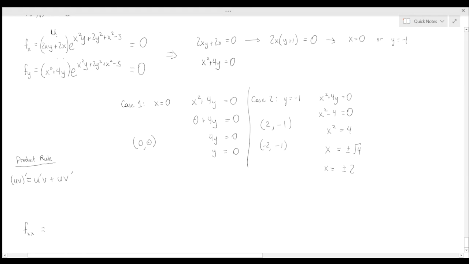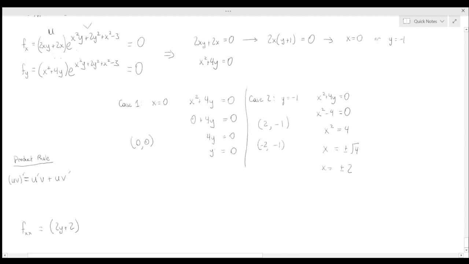So for fxx, that will be our u. The entire exponential is going to be our v. And I'm doing the derivatives with respect to x. Okay, so u prime, the derivative with respect to x right now, it's going to be 2y plus 2. Then it's going to be times v, so times the exponential.